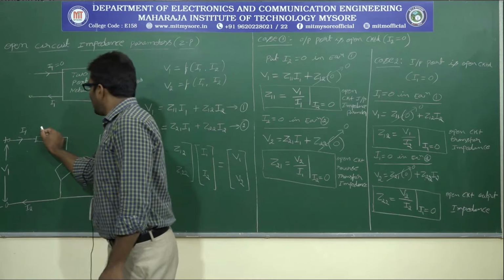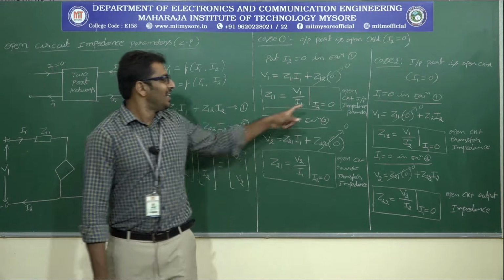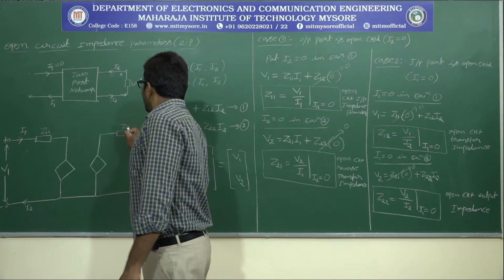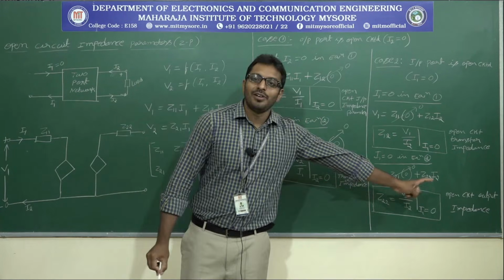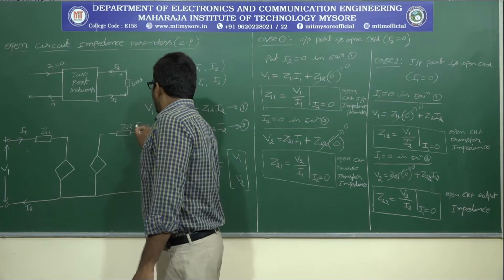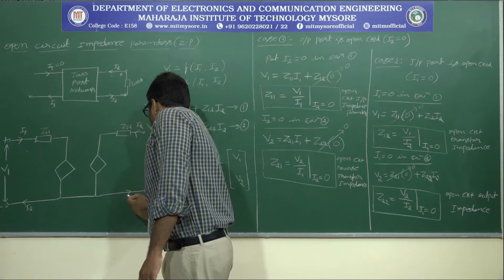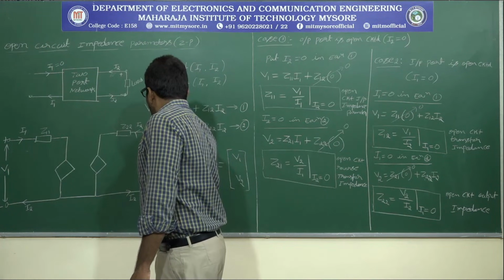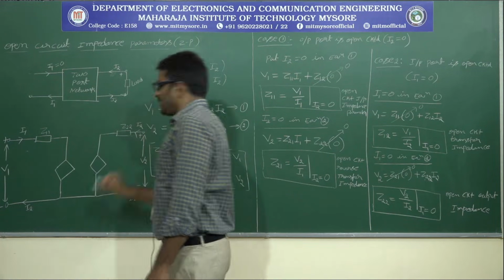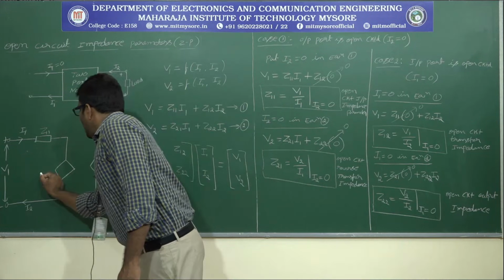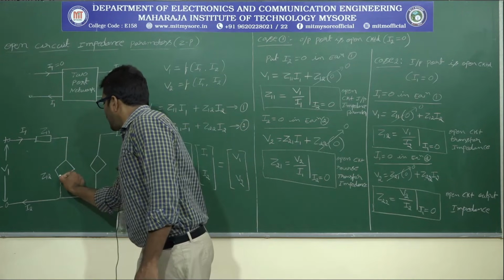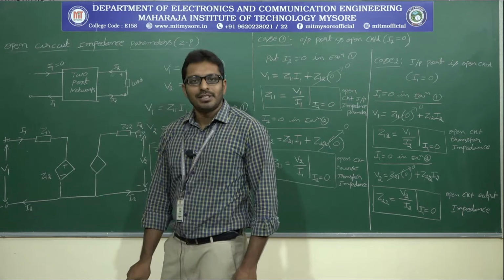Is it clear? Then this one is Z11. What is that? Open circuit input impedance. Next this one is Z22. What is this? Open circuit output impedance. Again, what is this current? I2, the same current leaving from the network. The voltage at the output port is V2 with the polarity plus to minus. Next to this one is Z12. This is a dependent voltage source. That's why I am writing the polarity inside the diamond symbol.